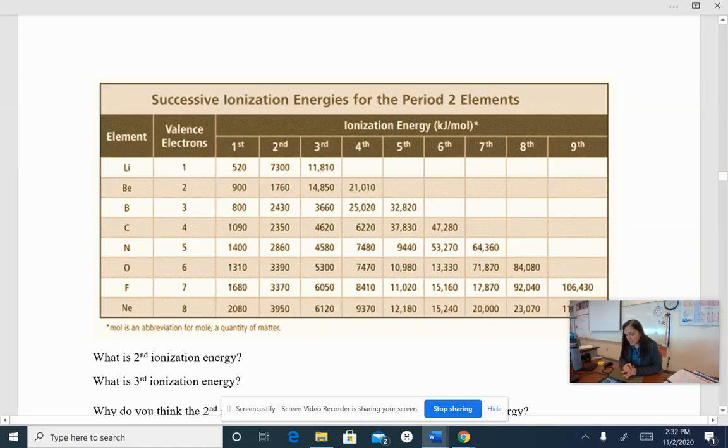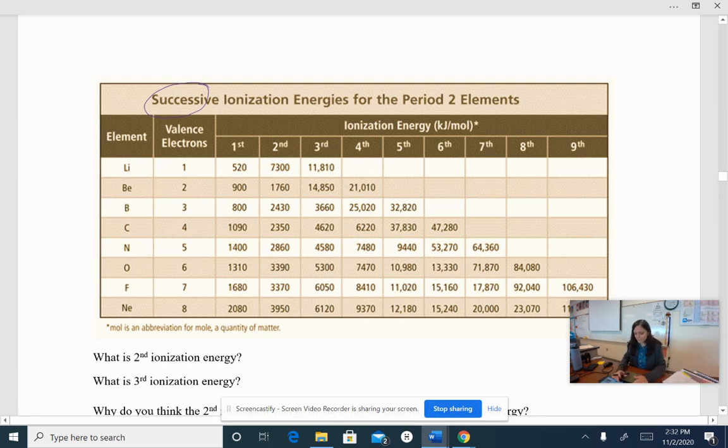So successive ionization energies. Successive just means that we're going to take one electron off after another. We're going to look at the amount of energy that it takes to take an electron off, and then take another one off, and then take another one off. Okay, so let's look at this. So let's just define some of these things.